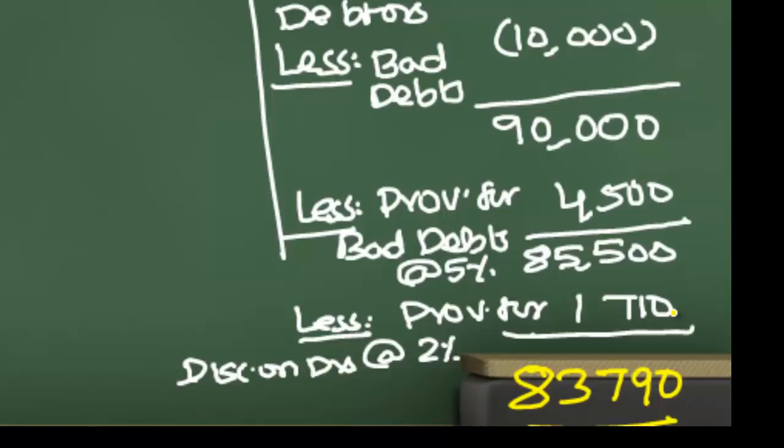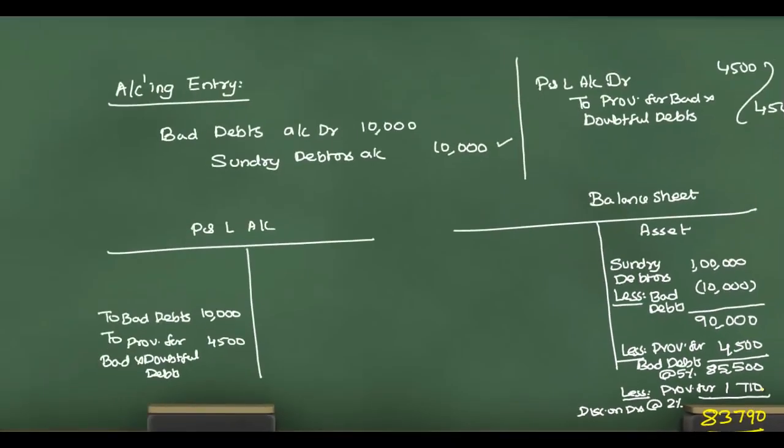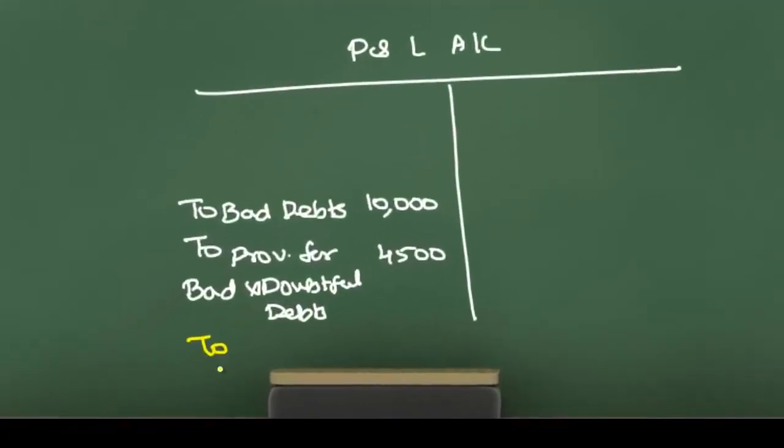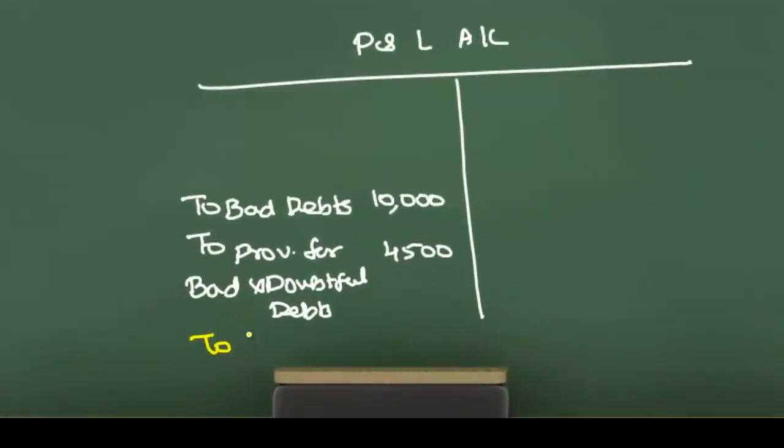But what's going to be the other leg? We have just provided for one leg, that is, we have shown it as a deduction from sundry debtors. The other leg is it will find a place in P&L. So we'll write to profit and loss account, in the name of provision for discount on debtors. And what is the amount? It is 1,710.